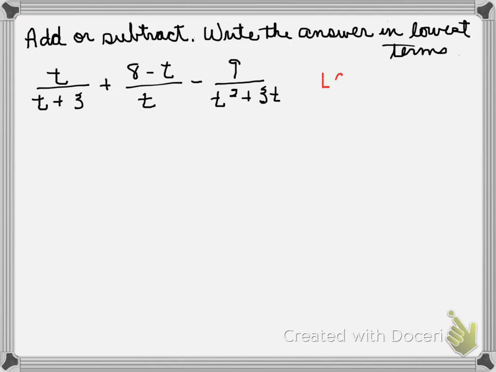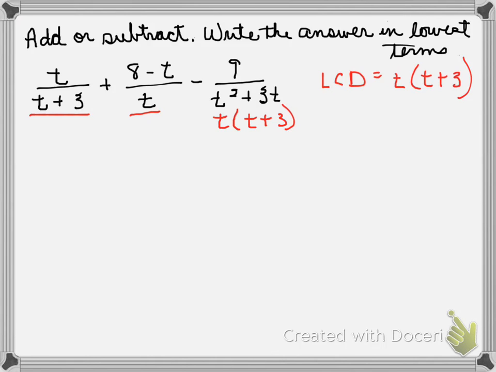So the least common denominator. Well, the first one has a factor of t plus 3. The second one is a t. The third one can be factored by factoring out a t, so I'll have t times t plus 3. So we see that our least common denominator will be t times t plus 3.